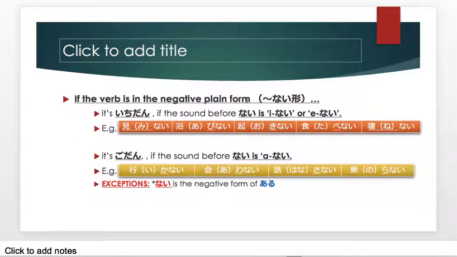If the verb is in negative form, naikei, it's ichidan if the sound before nai is inai or enai. So we have minai, to not see, abinai, to not shower, okinai, to not get up, tabenai, to not eat, nenai, to not sleep. It's godan if the sound before nai is anai. So ikanai, to not go, awanai, to not meet, hanasanai, to not speak, noranai, to not ride. Exceptions are nai, which is the negative form of aru.